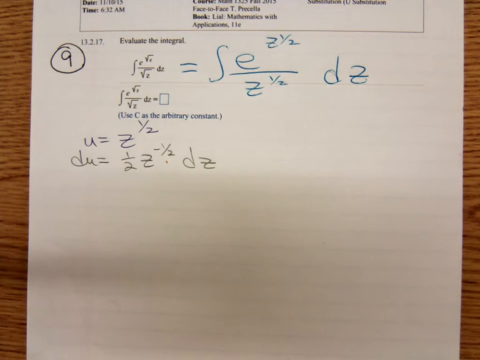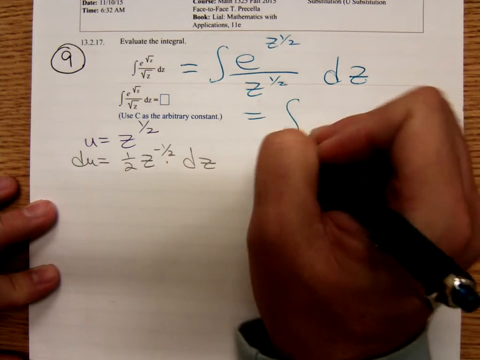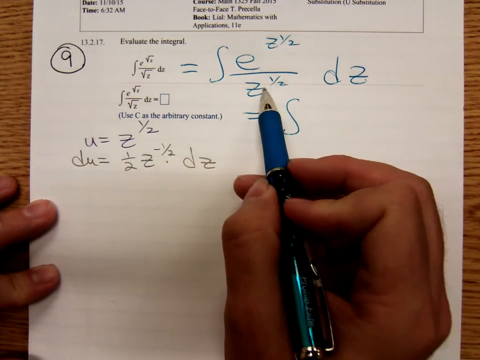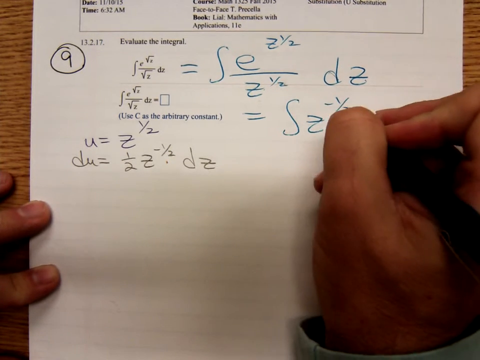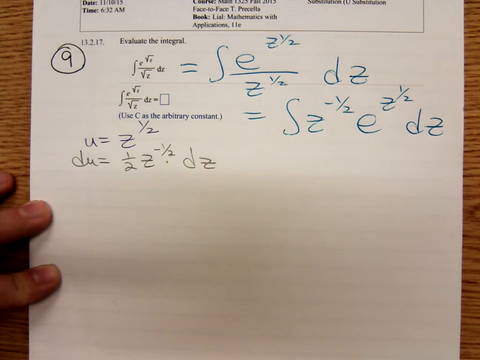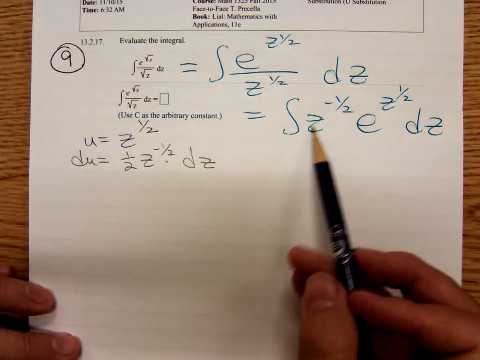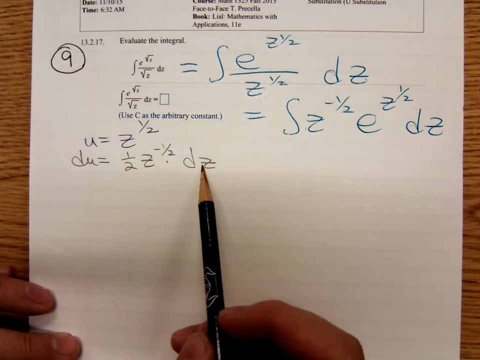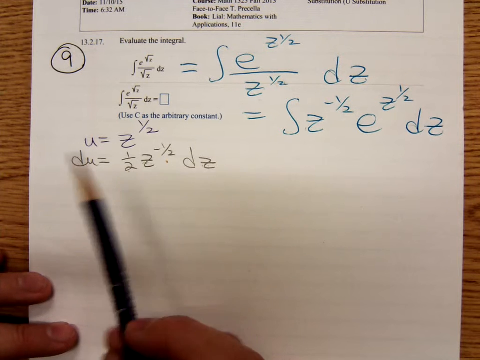So back over here, this is the original problem. Continuing on, we pick that denominator up, move it up to the numerator to give us a z to the negative 1/2 e to the z to the 1/2 dz. And so we have a z to the negative 1/2 and a dz. The thing we don't have is this 1/2. So what can we do?